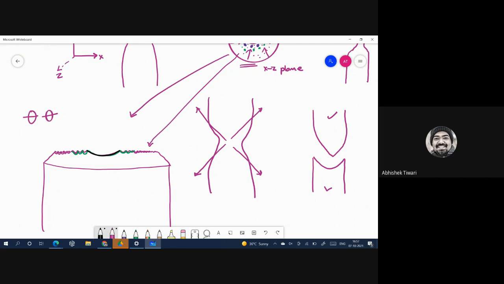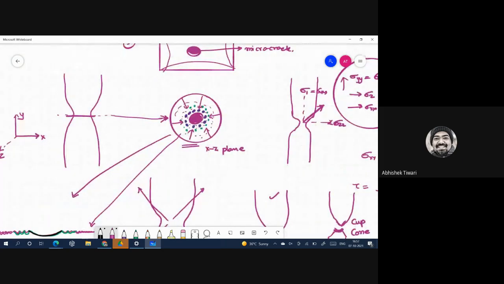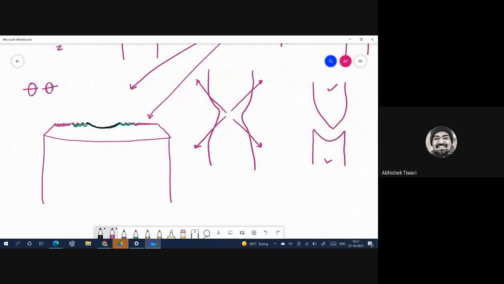This broken piece of void, once looked at from the top, will look like craters, like what you see on the moon surface. So they will look like craters, which are called dimples.